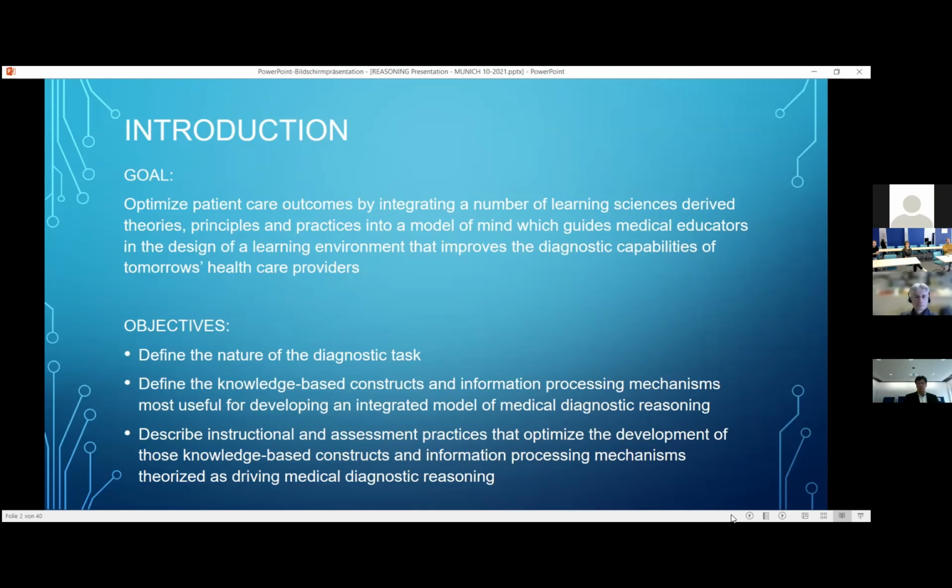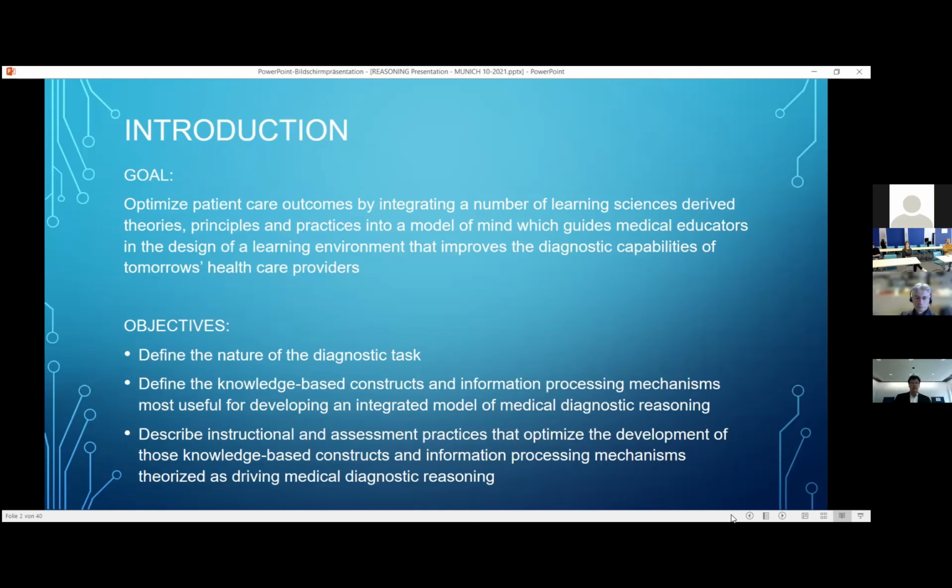And in this very brief presentation, we're going to cover very superficially 3 objectives. Define the nature of the diagnostic task. And I think this is a really critical and terribly overlooked area in medical education, that we really don't have a clear sense of what the diagnostic task is. And we'll describe that in some detail.